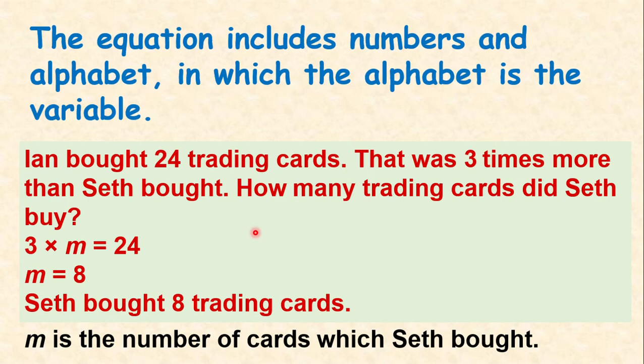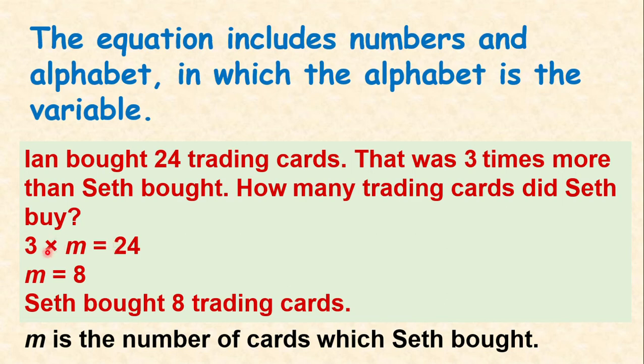Now we have to find out how many cards Seth bought. So let's take Seth's trading cards as M. That's the variable. And Ayan bought 3 times the same. So 3 times M is equal to 24. 24 is the total amount of trading cards Ayan bought. Okay. So remember that multiplication is the inverse of division.